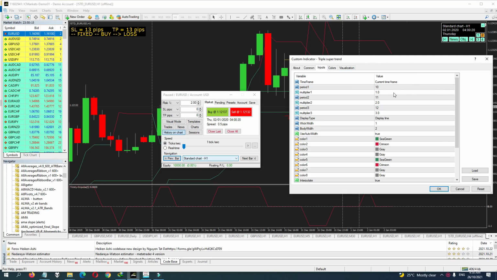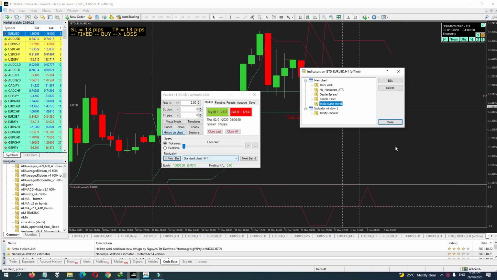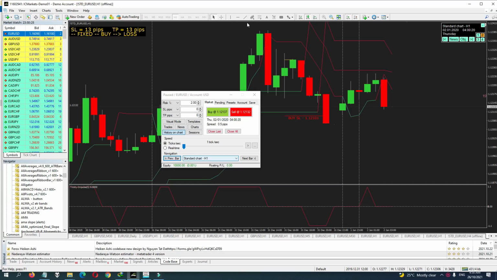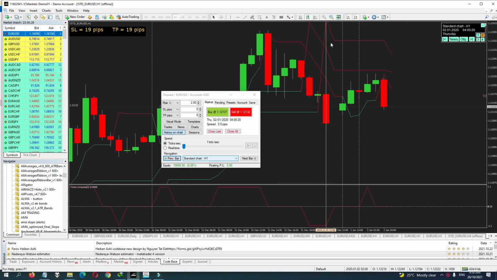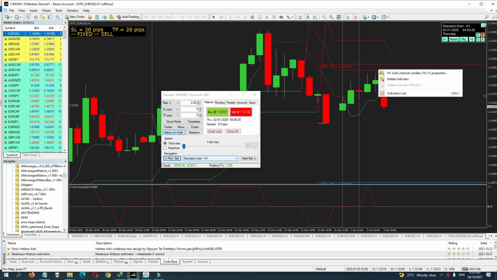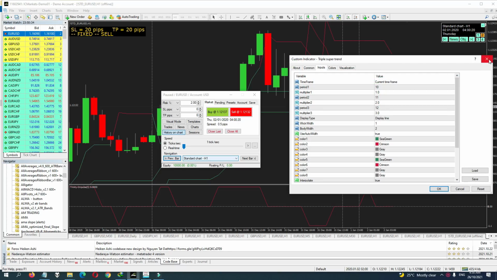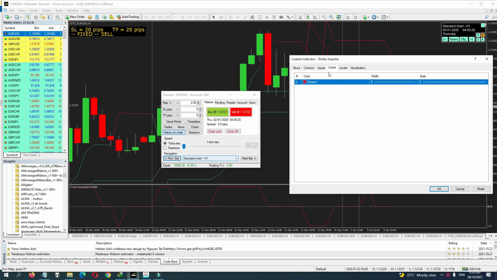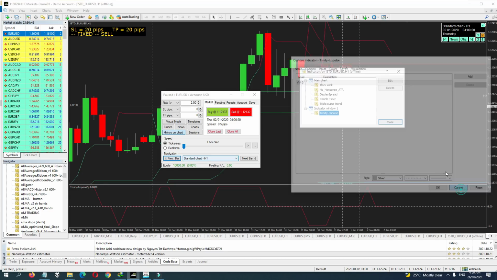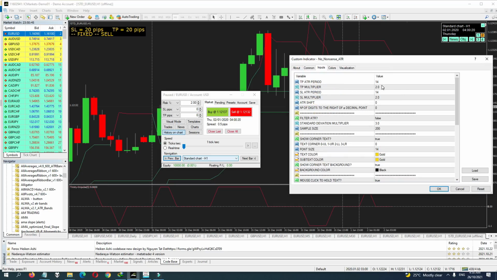I use default settings, and the good thing about this indicator is that you have an alert. You can set up an alert here, and if the supertrend becomes all red or all green, you get an alert. That's a good thing about it. Another thing is called Trinity Impulse. I use default settings, and then the No Nonsense ATR, so you put 2 here and 2 here.